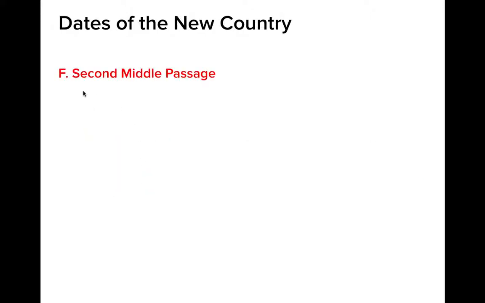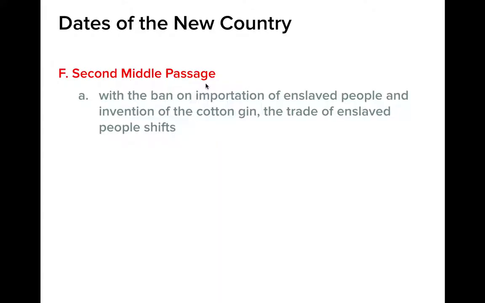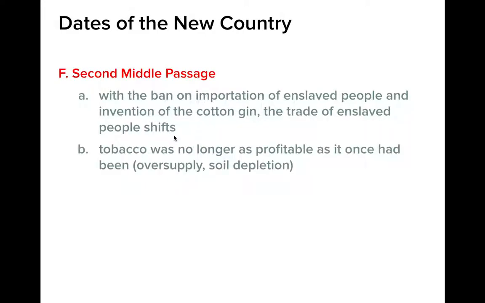Okay, F is something called the Second Middle Passage. And lowercase a, with the ban on the importation of enslaved people and the invention of the cotton gin, the trade of enslaved people shifts. Now, tobacco was no longer as profitable as it once had been. It was oversupplied and it depleted the soil of its nutrients. It was very taxing on the ground, tobacco was.